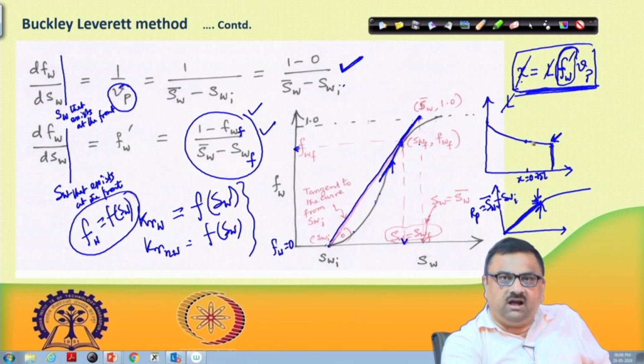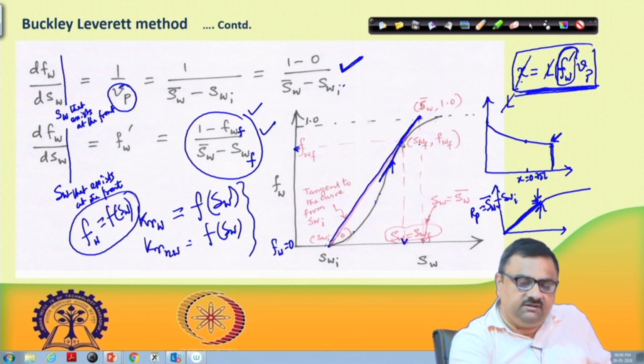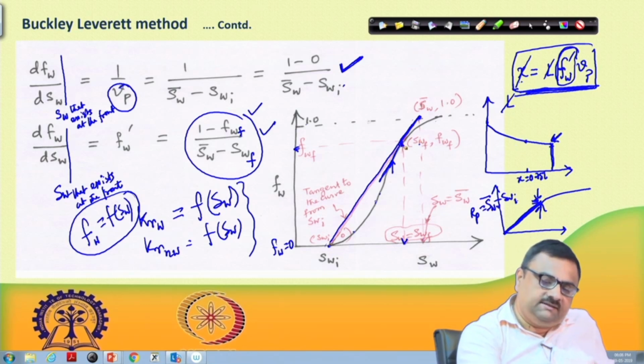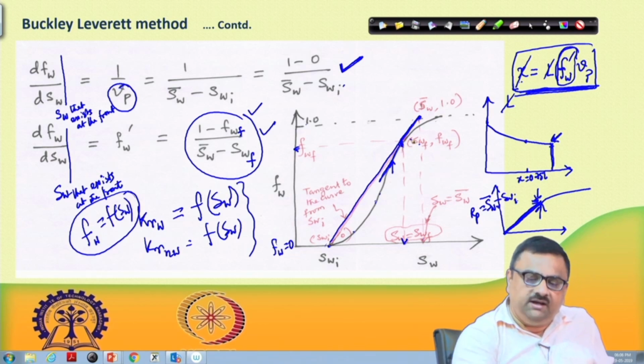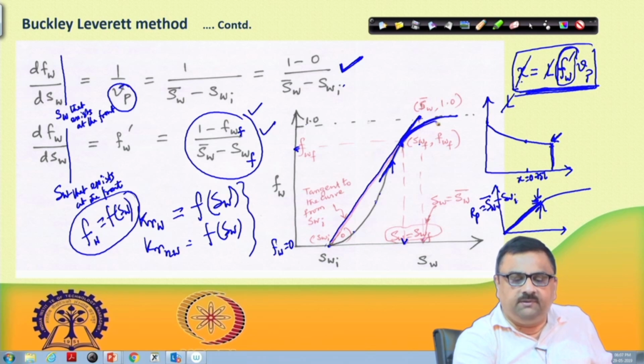I need to construct this curve. To construct this curve, first of all, I pick up another saturation. Mind one thing, this particular saturation is the front saturation. So, we are talking about this part of the curve, which is important to me, because beyond SWF, the water saturation is increasing inside the pore. So, we do not need to bother about this lower part of the curve below SWF, we are concerned with the upper part of the curve.